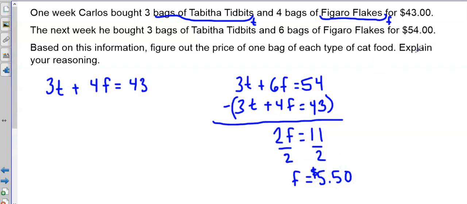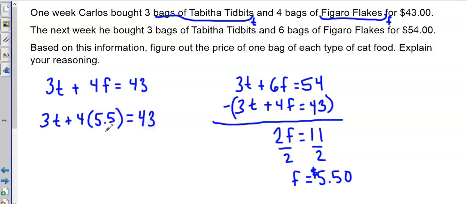Now the question asks me to find the price of 1 bag of each type of cat food. So if I know that 1 bag of Figaro Flakes is $5.50, I just need to substitute that $5.50 back into one of my equations to solve. So I'll just pick this one over here. So I'll do 3T plus 4 times 5.5, so I'm substituting in this $5.50, equals 43.